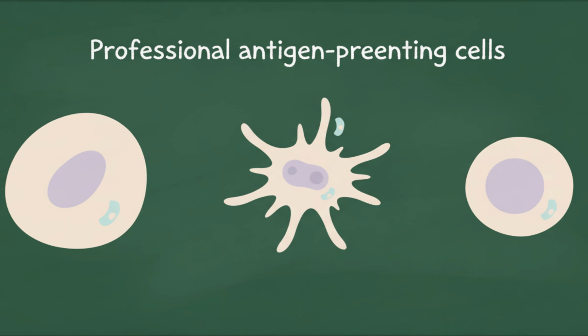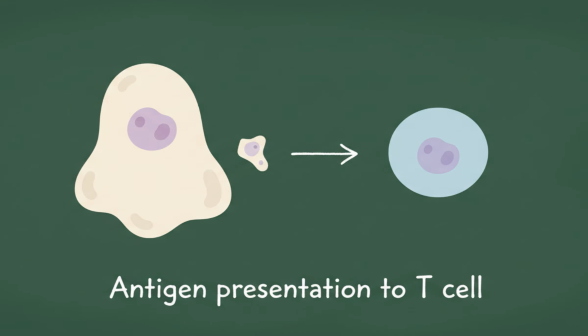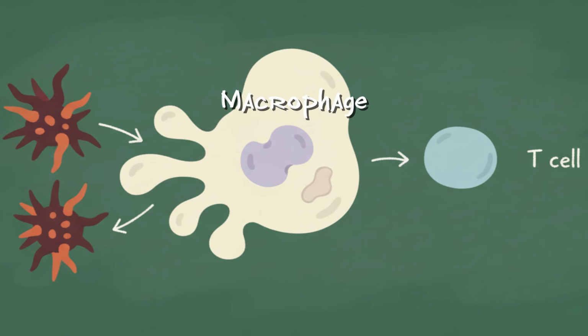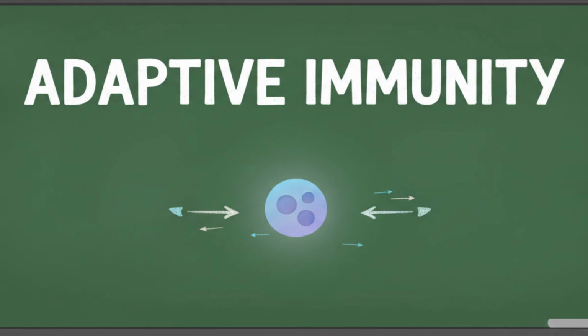Among immune cells, there are specialized cells known as professional antigen-presenting cells, including macrophages, dendritic cells, and B cells. They have the ability to present antigen fragments to T cells. Macrophages are considered a bridge because they participate in innate immunity while also activating adaptive immunity through antigen presentation. From here, the story moves into a more sophisticated chapter: adaptive immunity.